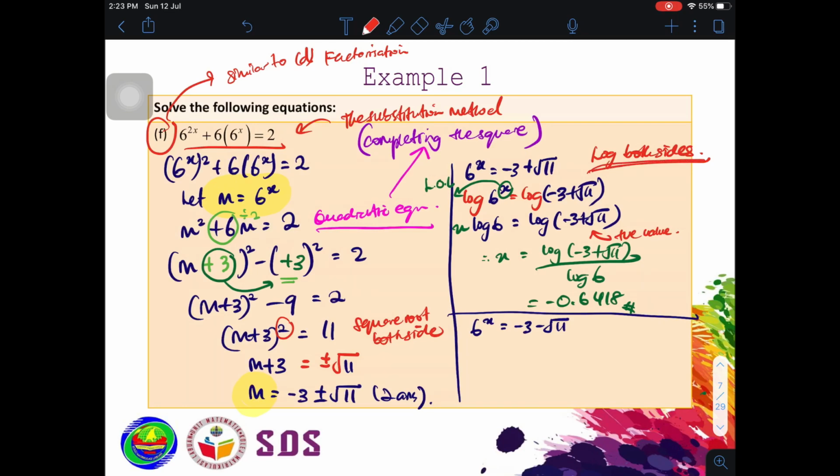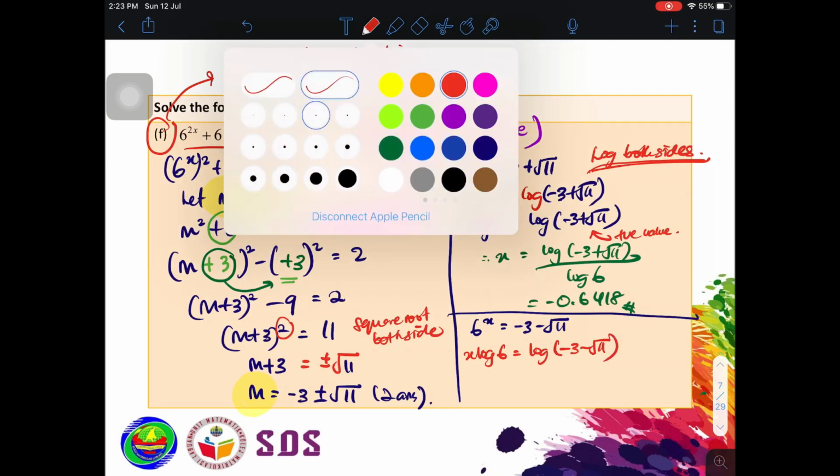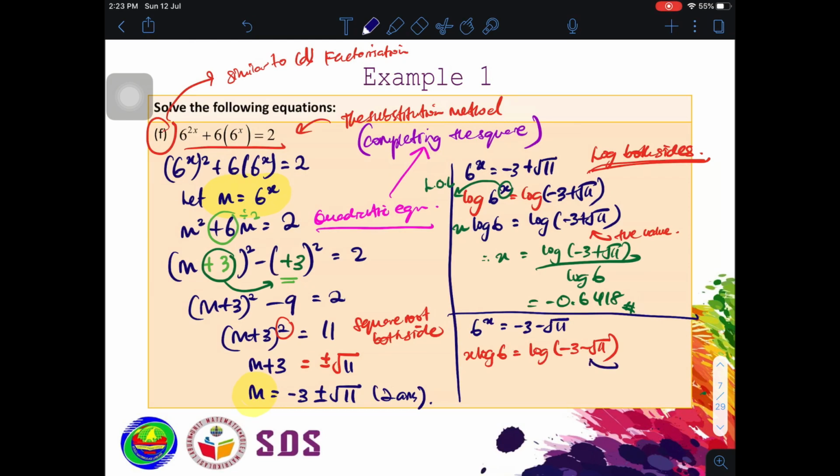So directly we just write it down like this. Double check your log whether this is positive or negative, and use your calculator. You will find that this is a negative value. After you know that this is a negative value and you press log of a negative value, it will give you a math error in your calculator.